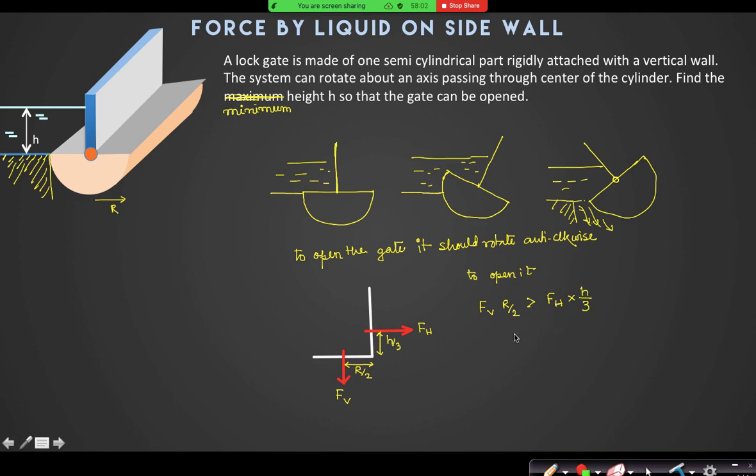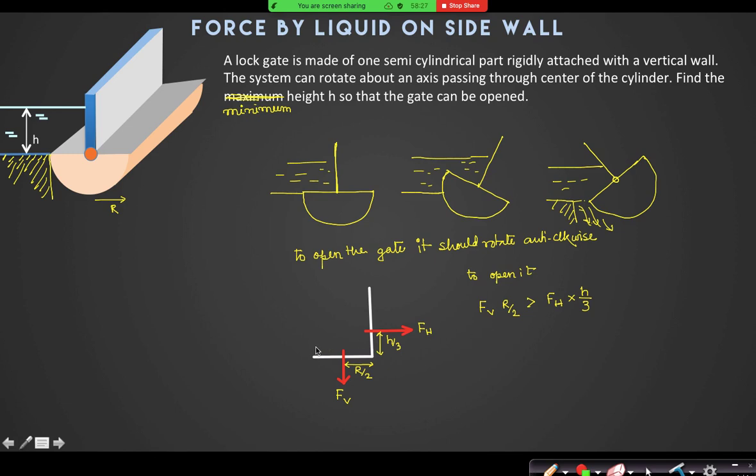Yes or no? What is the Fv? So it is pressure plus weight. I mean the pressure due to the liquid plus the weight of it. Pressure due to the liquid only. Yes, why the weight of the liquid? The weight of the liquid is pressure multiplied by area. You will find the same answer.